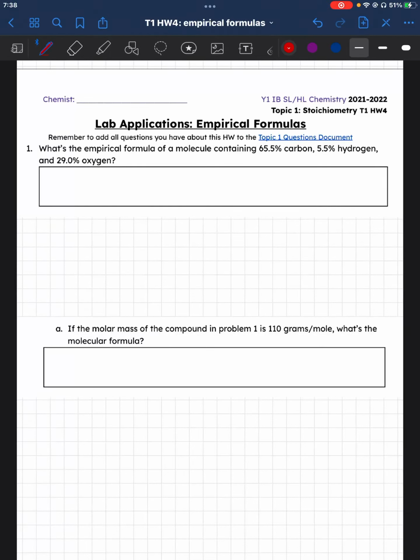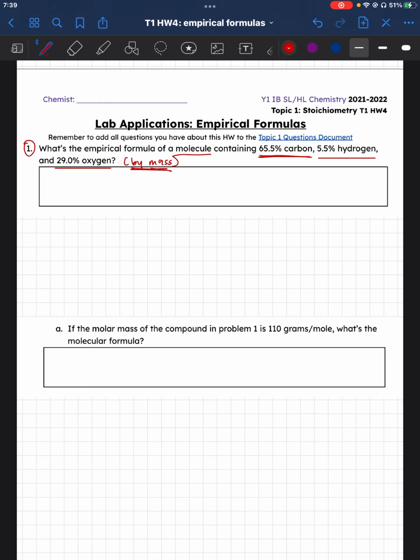All right, welcome everyone. The purpose of this video is to go over how to do empirical formulas given percent by mass data. So let's jump right in to question 1. I'm given this information about a molecule and asked to find its empirical formula. I know it's 65.5% carbon, 5.5% hydrogen, 29% oxygen, and all of these percentages are by mass.